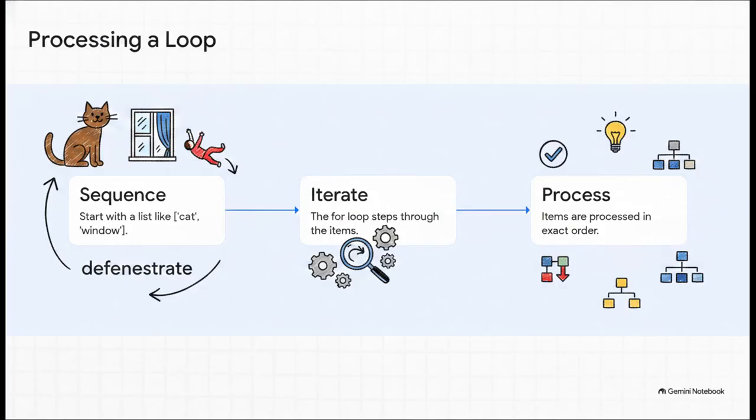Rather than just running an instruction once, Python's for loop actually steps through the items of any sequence in the exact order they appear, processing them one by one. Take a look at this sequence of words: cat, window, and defenestrate, which, by the way, literally means to throw someone out of a window. Gotta love the Python developer's sense of humor. Anyway, with a for loop, you're telling the computer to look at the first item, process it, move to the next, and keep going until the sequence is completely empty.